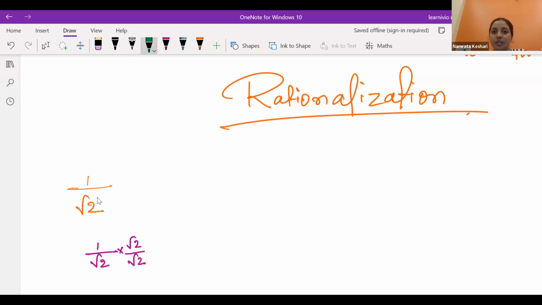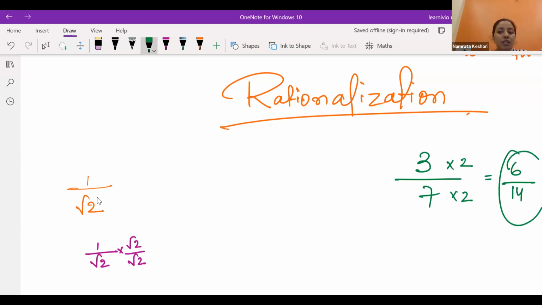Yes, ma'am. Yes or no? Okay. If you are having 3 by 7, and you multiply 2 in the numerator and 2 in the denominator, you get 6 by 14. This 6 by 14 and 3 by 7 are the same fraction, equivalent fractions. Yes or no? Yes, ma'am. Right, Farzuddin?